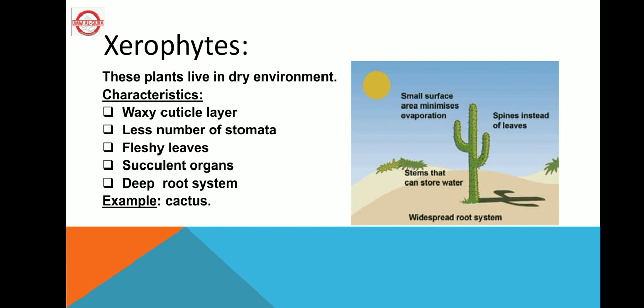What are succulent organs? Some xerophytes have special parenchyma cells in the stem or roots in which they store a large quantity of water. This water makes their stem or root juicy, called succulent organs. These plants also have a deep root system so that maximum water is absorbed for their photosynthesis and survival. And the example of xerophytes is the cactus.